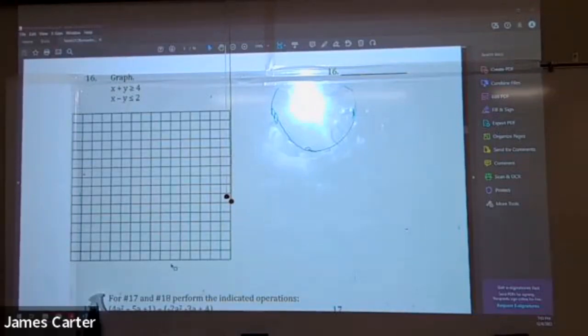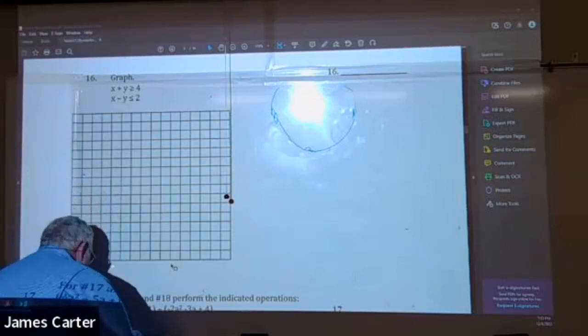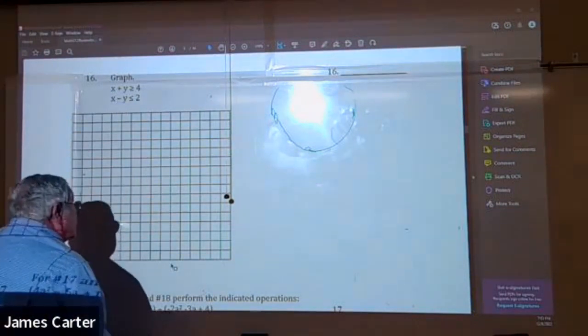Okay, we got a couple of inequalities to graph. I guess the first thing I need to do is put my X and Y axis up here.